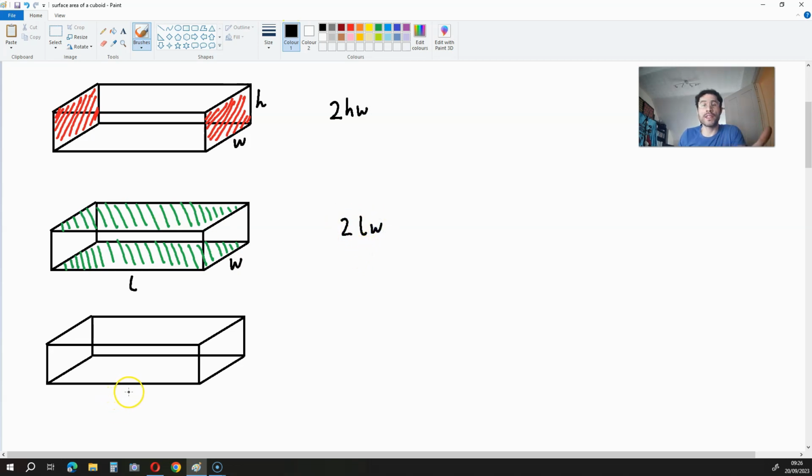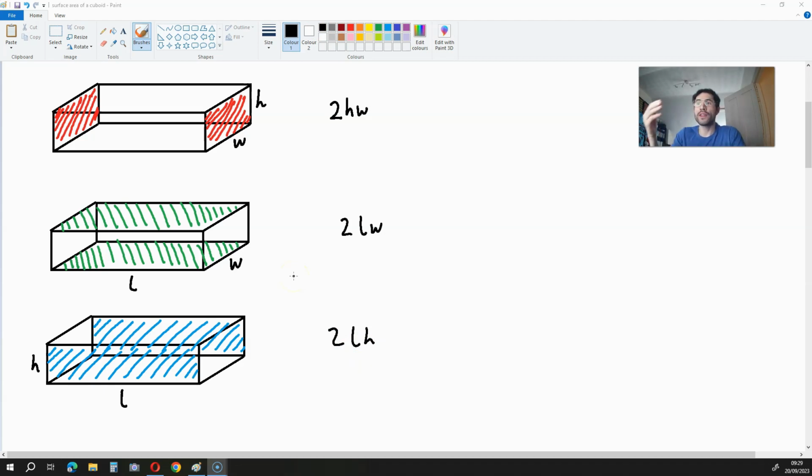Now let's deal with the front face and the back face. To deal with these, we need to know that this over here is the length and this over here is the height. And one of these faces is going to be length times height. But we are dealing with the front and back, like this. So to describe the faces at the front and back, we need 2 times L times H.